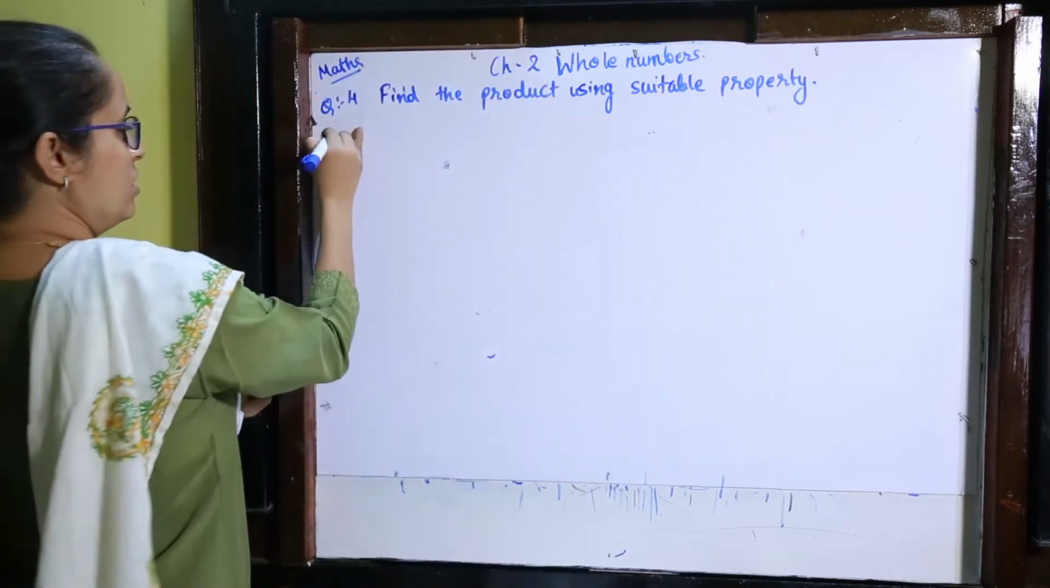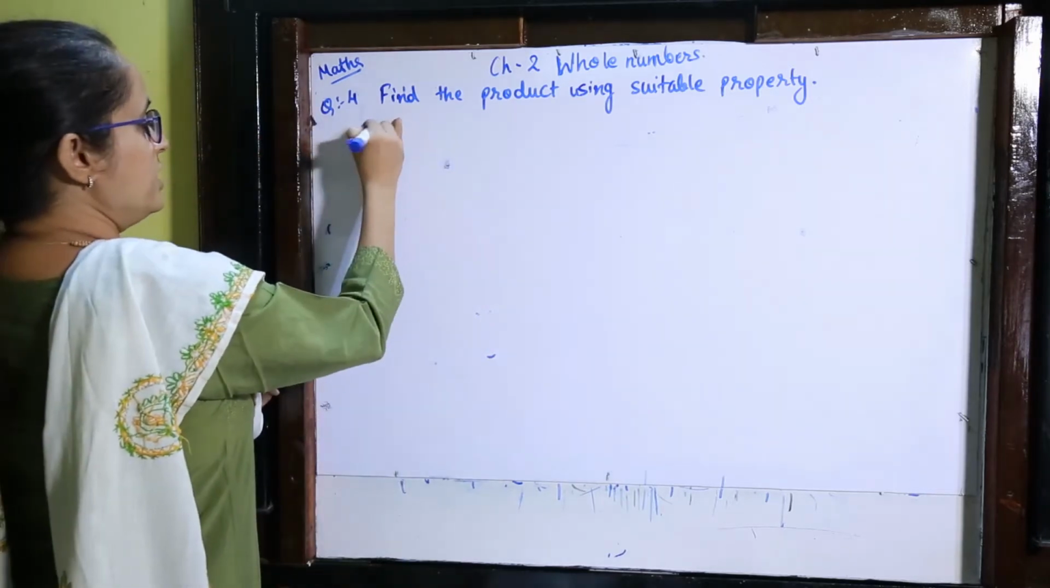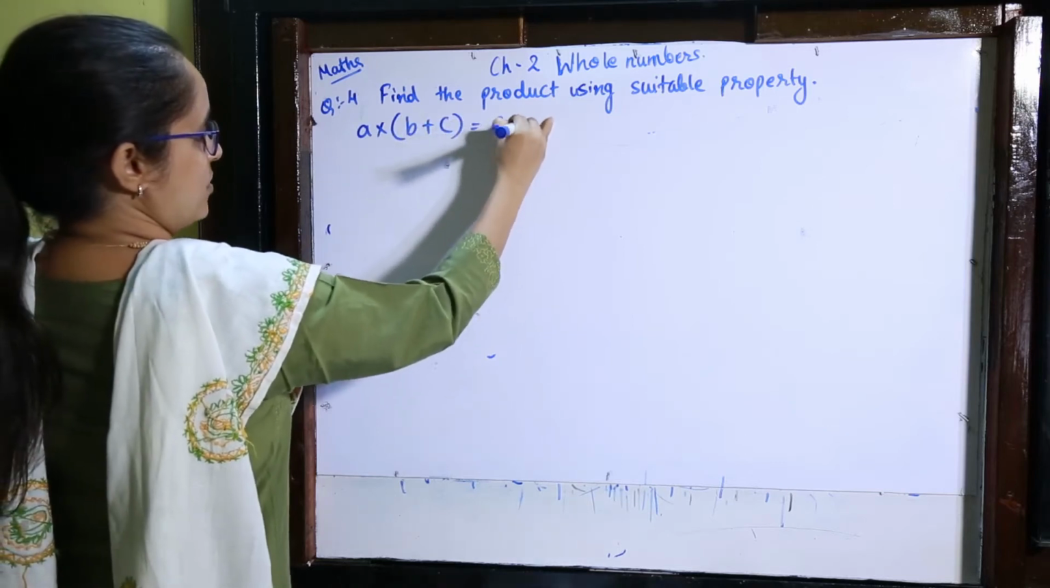Now here, this question number 4 is also on this rule, that is distributive property of the number.